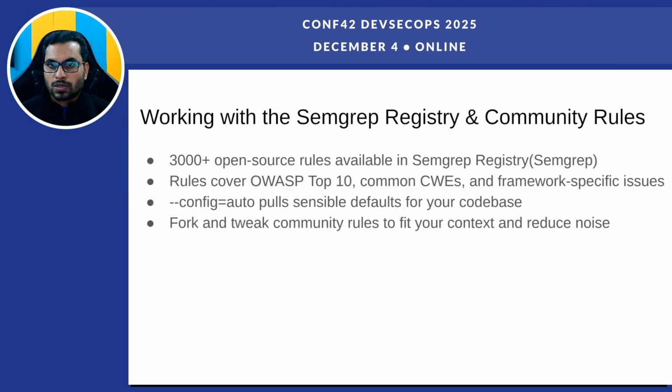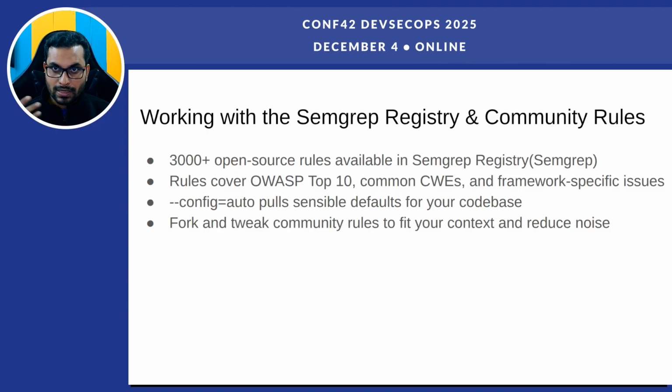So most of the rules cover industry best practices like the OWASP Top 10, common issues, and framework-specific issues, right? And Semgrep offers a CLI, and the config equals auto option allows you to just talk to the central registry and pick whatever is applicable or relevant to your code. You don't have to do anything specifically.